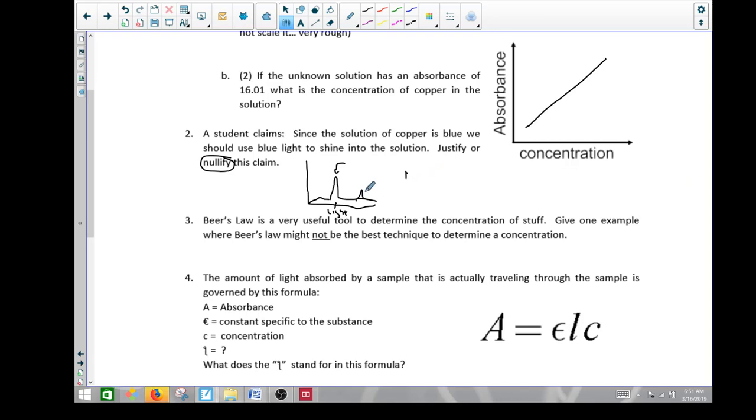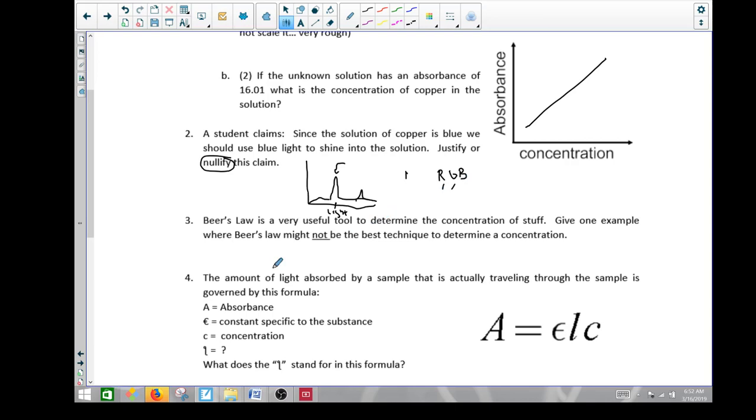We want to use a different color, maybe red would be more absorbed. Remember, RGB are our standard lights: red, green, and blue. So we would want to use one of those two instead of blue.